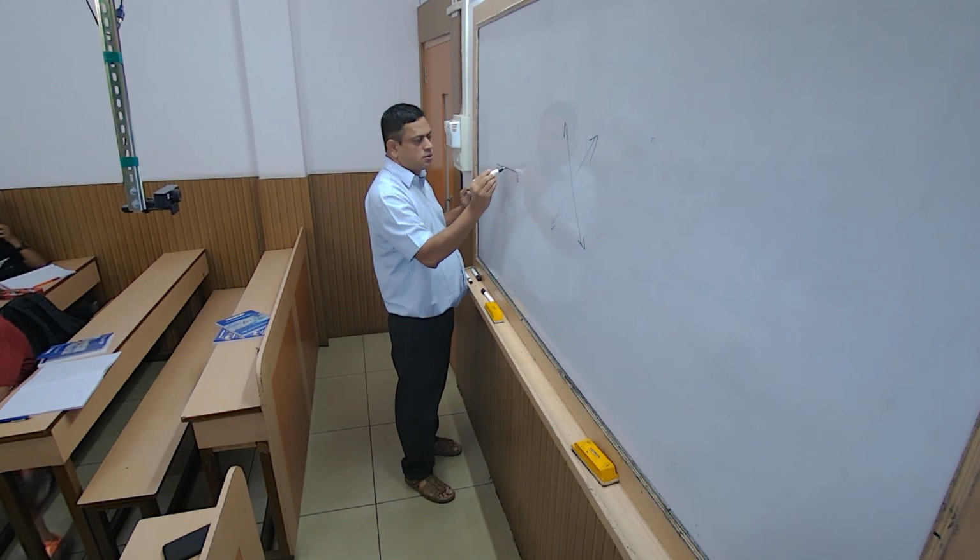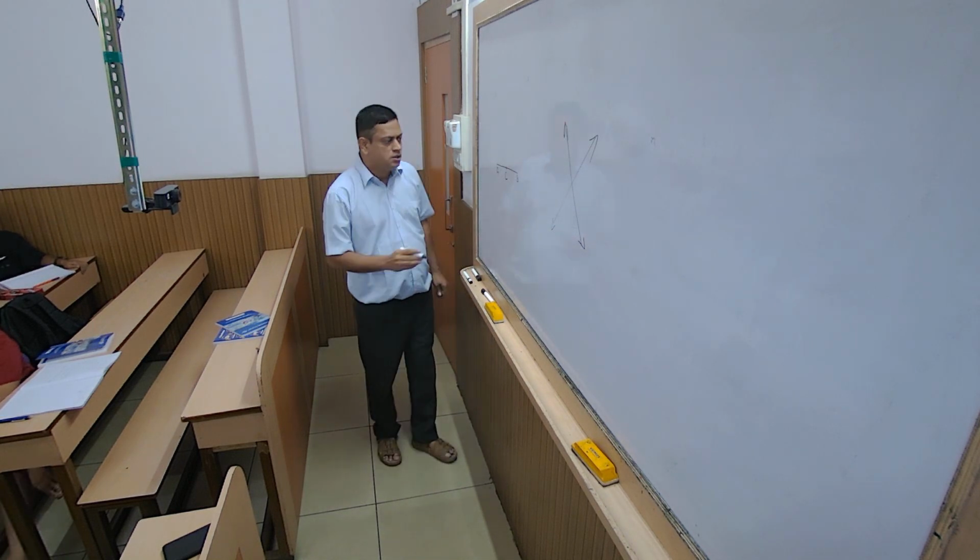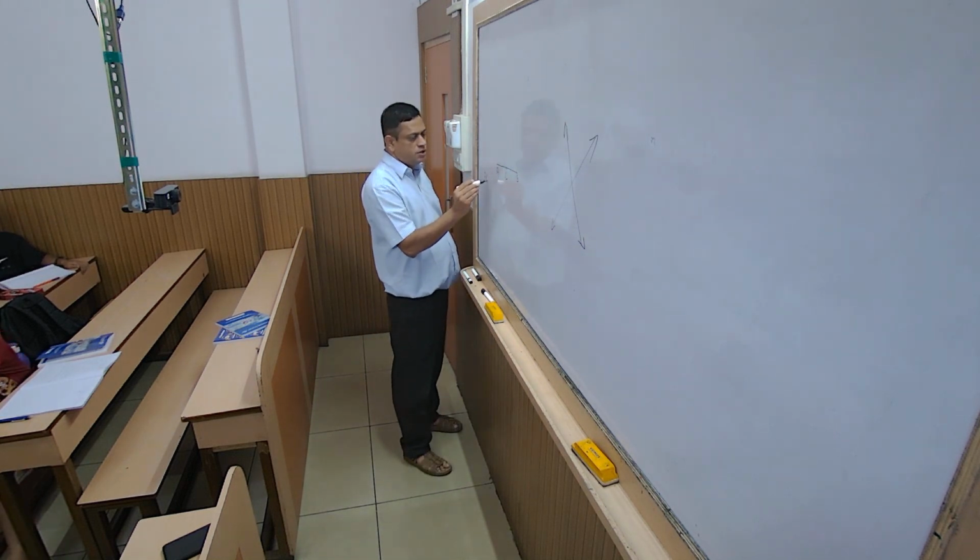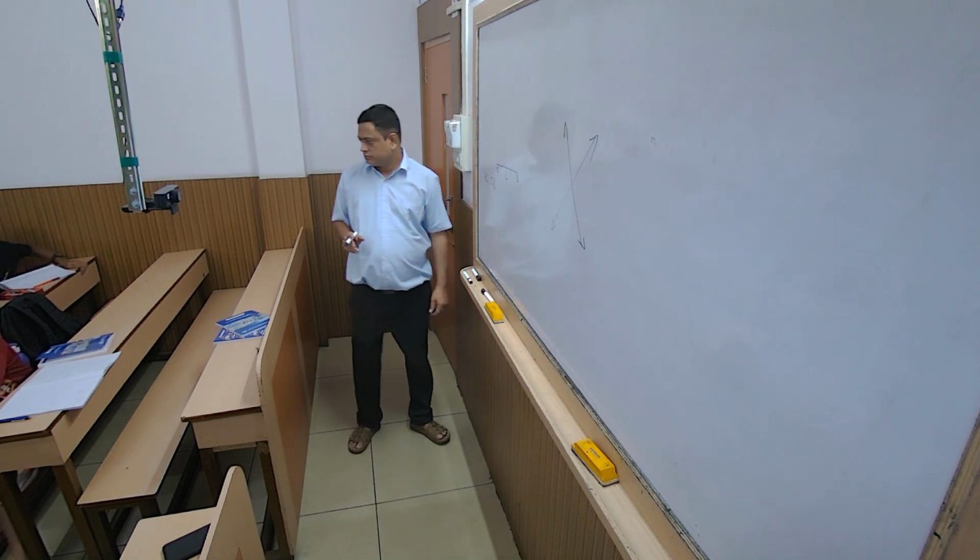Understood or not? Yes. Suppose I tell you C is the midpoint, it means AC will be equal to CB. Yes, sir.